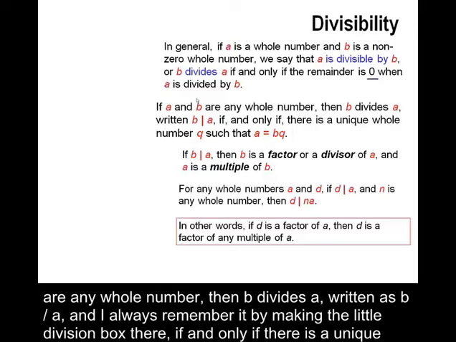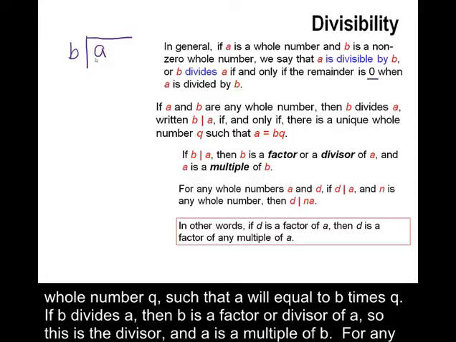If A and B are any whole numbers, then B divides A, written with the little division box, and I always remember it that way, if and only if there is a unique whole number Q such that A equals B times Q. If B divides A, then B is a factor or divisor of A, and A is a multiple of B.